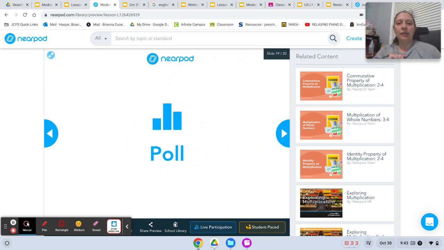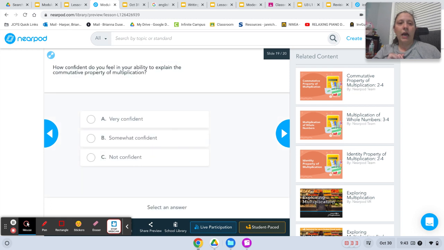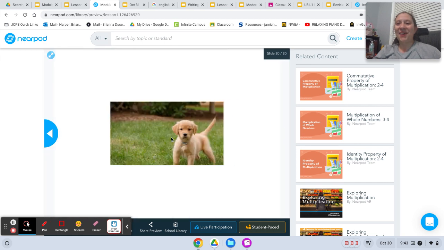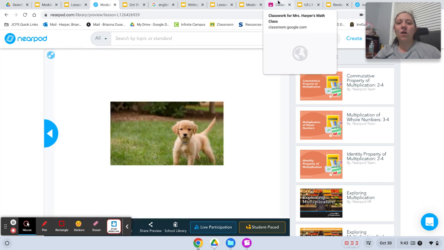All right, and the last thing is a poll. How confident do you feel in your ability to explain the commutative property of multiplication? Are you very confident, somewhat confident, or not confident? And then once you answer that, you have the puppy and you can move on.